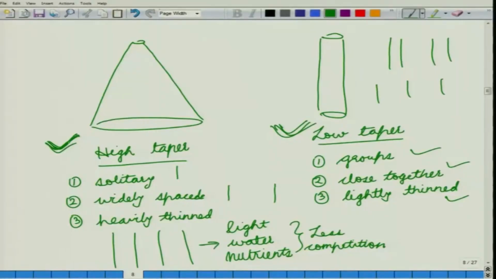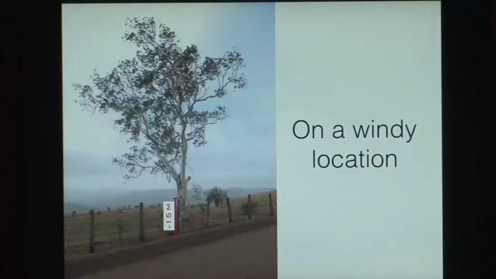So, when we say that this tree has a high taper, it is either solitary or widely spaced or heavily thinned. Now, looking back at the image, this is a solitary tree, which is why it has a very high amount of taper. Now, how do we explain these differences in tree forms? These differences are explained by the theories of tree form that we shall look into soon.